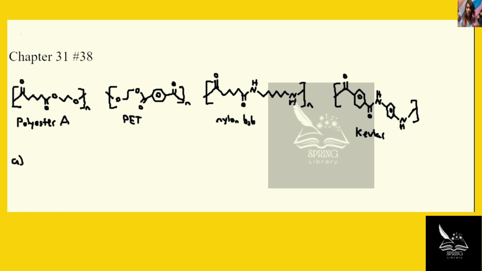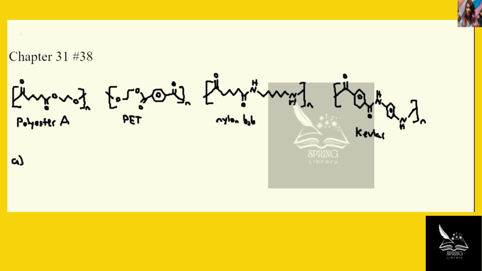This is the answer to Chapter 31, problem number 38 from the Smith Organic Chemistry textbook. In this problem, we're asked to make comparisons between different polymers. I've gone ahead and redrawn each of the polymers that we're asked about. We're also given the glass transition temperature and the melt temperature for each of these polymers. I did not rewrite that information, but it is right there in the problem.